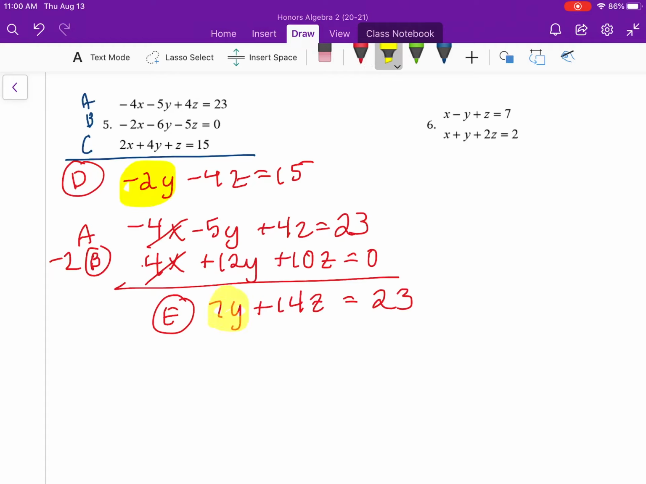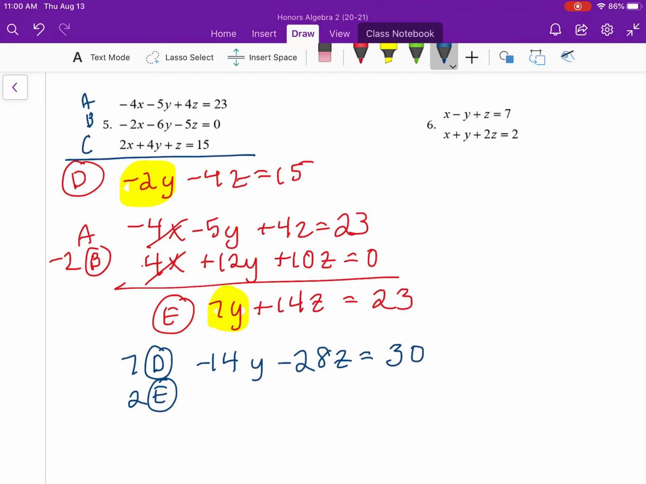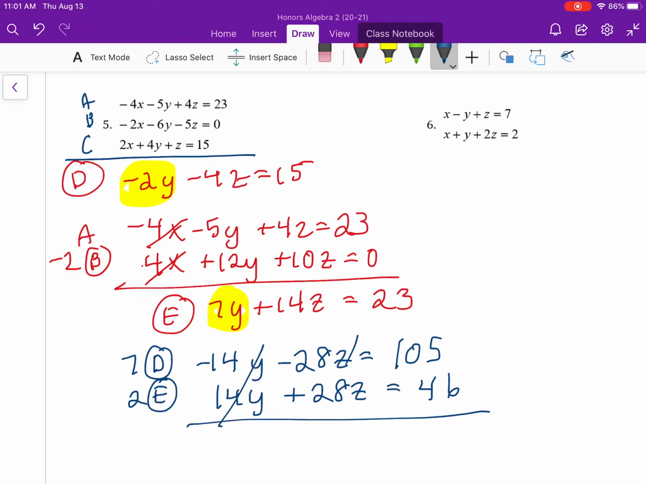Now, I'm going to try to get the y's to eliminate. So probably what I'm going to do is take 7D and 2E. So this will be negative 14y minus 28z equals, no, I'm taking that times 7, just kidding. 7 times 15 is 70 plus 35, so 105. And then if I double E, I get 14y plus 28z equals 46.